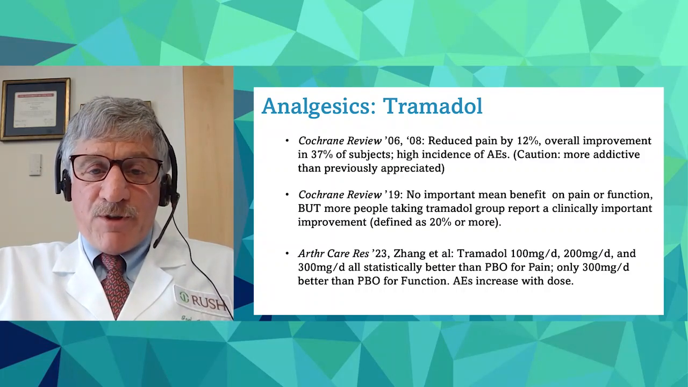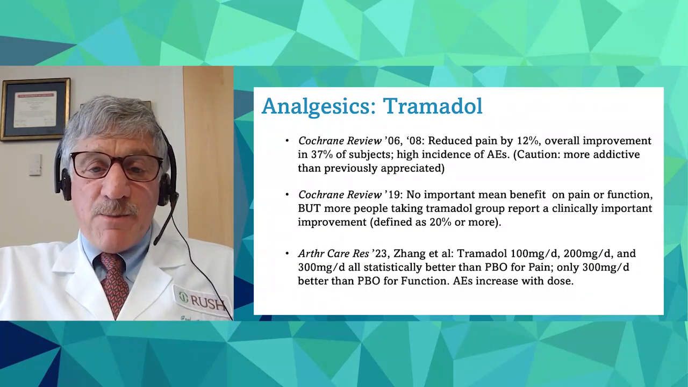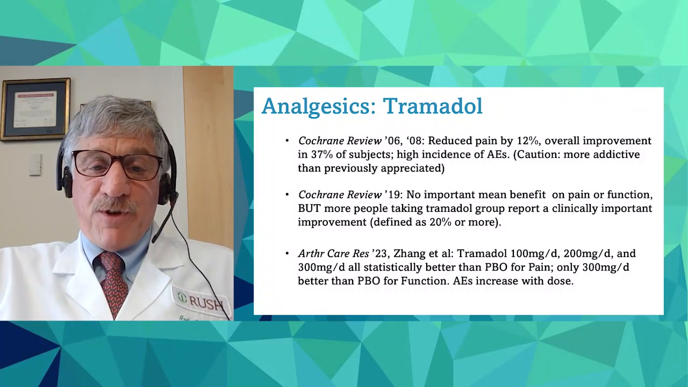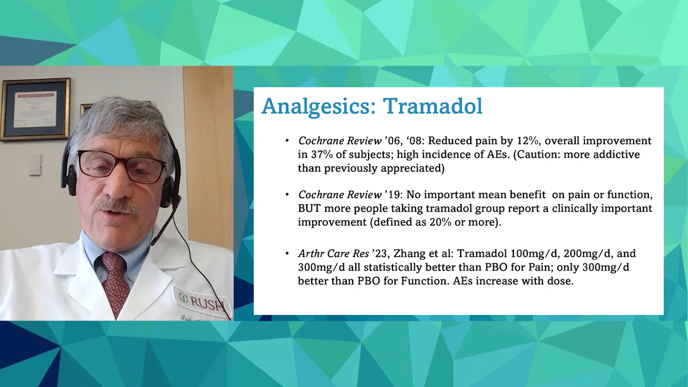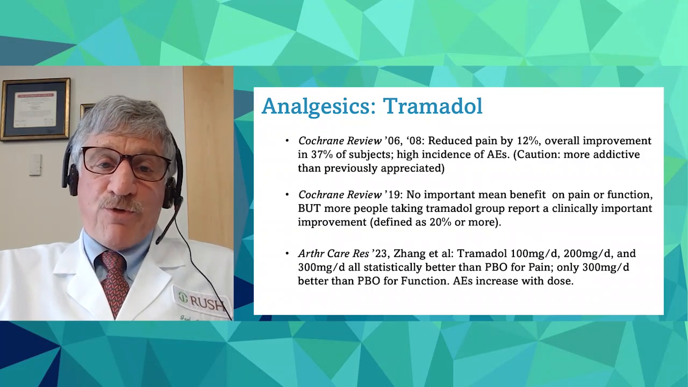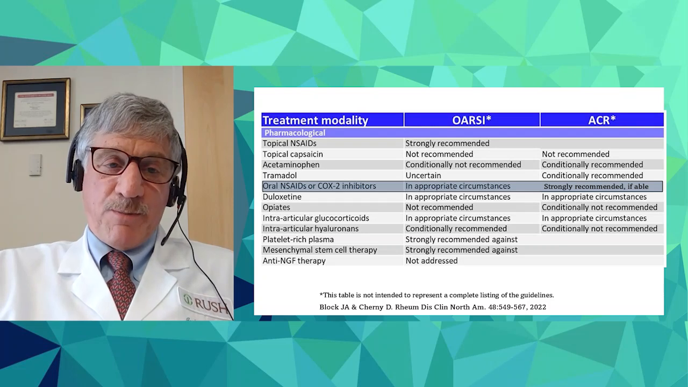Zhang et al. very recently did a dose response analysis study, and what they concluded was that all doses were statistically better than placebo for pain, but only the highest dose was better for function. And of course, the adverse events increased with each dose. So there is a role for tramadol, but one has to be cautious and use it in the correct people.